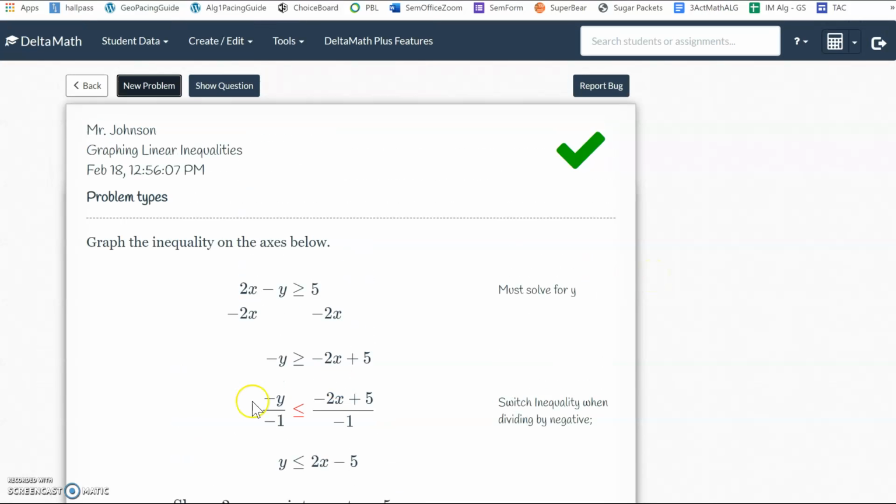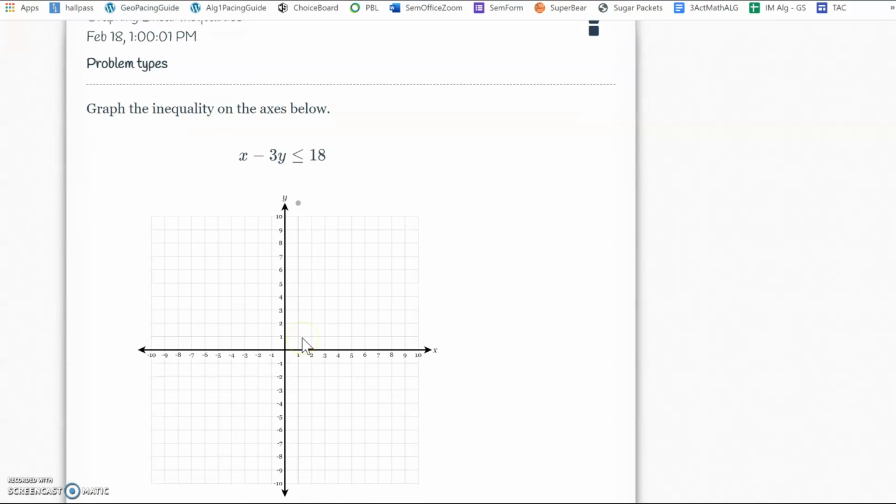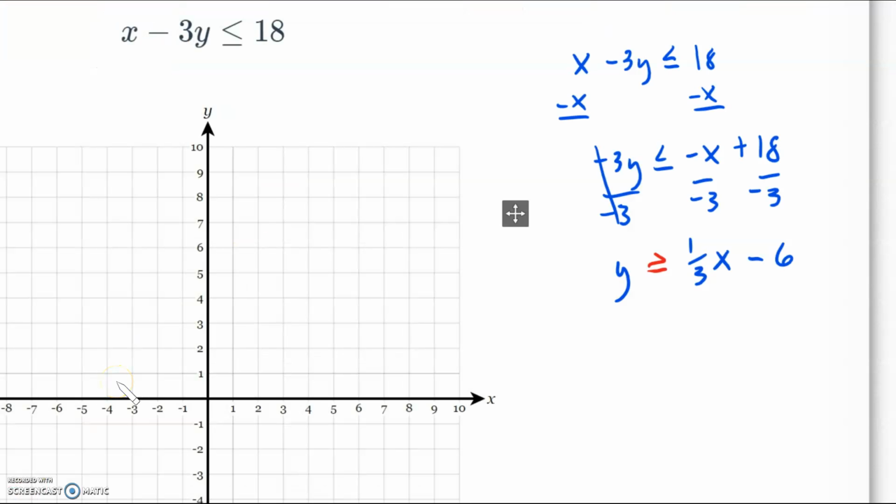Okay, there you go. Let's do one more with the negative. Let's see if I can find another one. Okay, so here's another one. Once again, I'm going to pause the video. I hope you guys are taking the time to work them out by yourself first. That's going to help you tremendously. So go ahead and take a second or two, try to get the y by itself, and then come back after you've tried it.